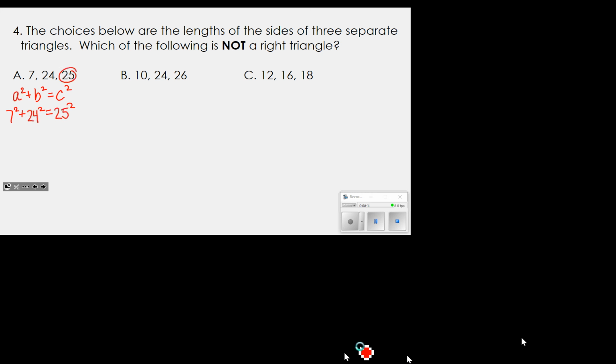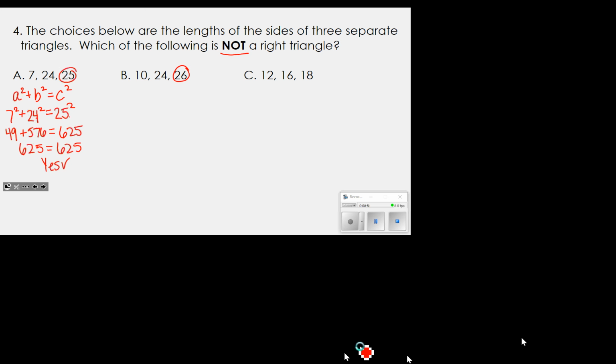Now I can solve it. So I have 49 plus 576 is equal to 625, because I just squared each one of these. And then when I add them together, I get 625 equals 625. And yes, that will work. So it's looking for not a right triangle. And so we can look at choice B.